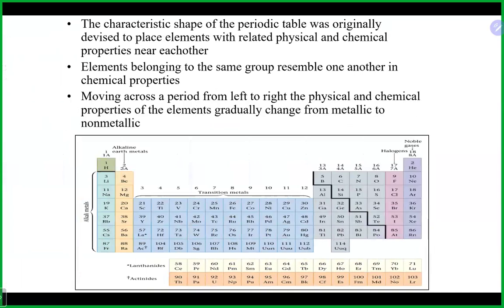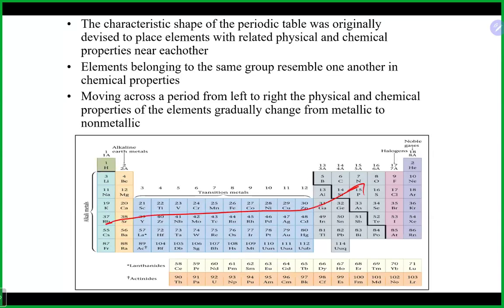Characteristic shape, obviously, of the periodic table. They did a pretty good job. They left space and filled in with elements. Things on the periodic table that are in a similar location within groups, or sometimes even within rows if they're not too far away from each other, will have similar properties. As you go from left to right on the periodic table, you're moving from a more metal type of situation into a non-metal type of situation as you go across. First off, any questions on the periodic table?